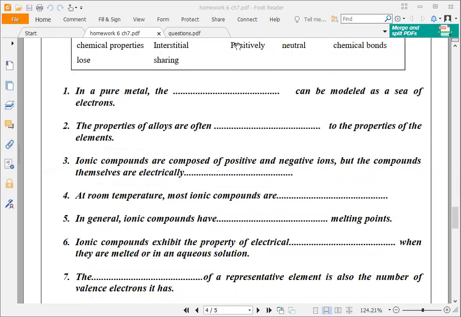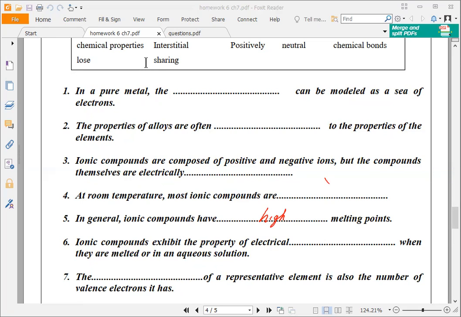Number 5. In general, ionic compounds have what melting points? High melting points. Yes. Okay. Number 6. Ionic compounds exhibit the property of electrical conductivity when they are melted or in an aqueous solution. Conductivity. Yes.